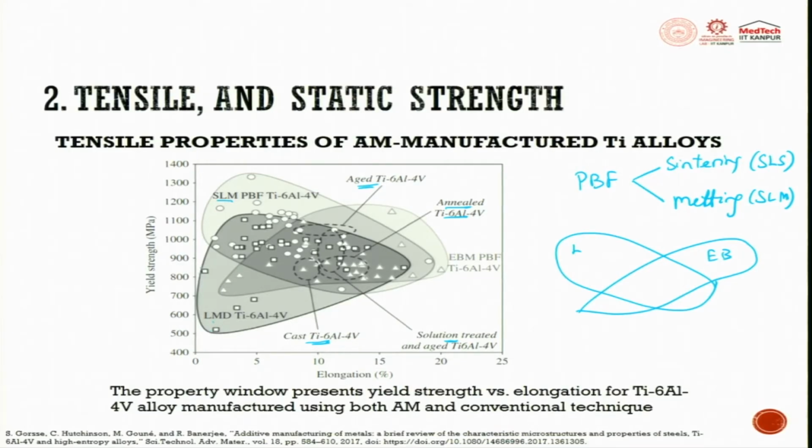Then you have the LMD process also for Ti6Al4V. So, this is the other response you get. So, all these variations you try to tailor-make depending upon the process you choose. You can try to tailor-make elongation and tensile strength behavior.